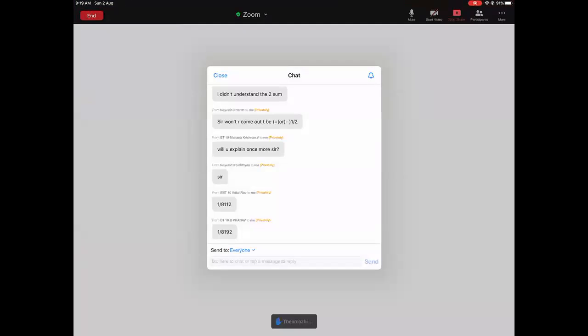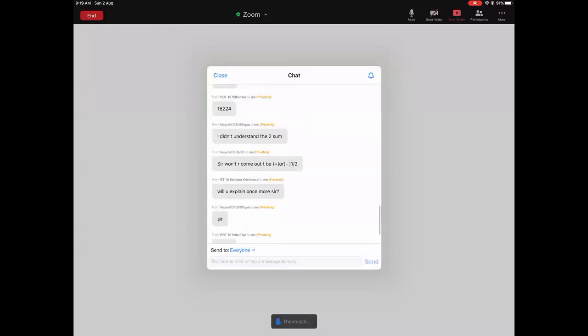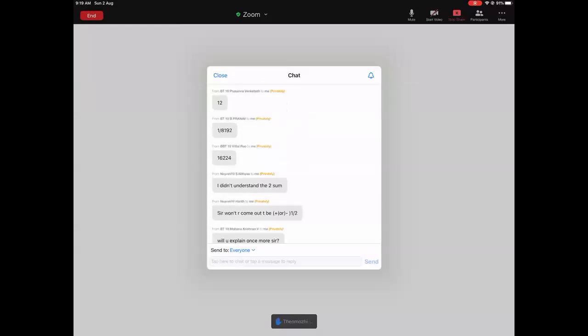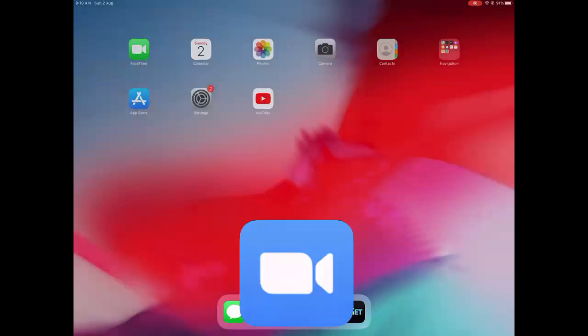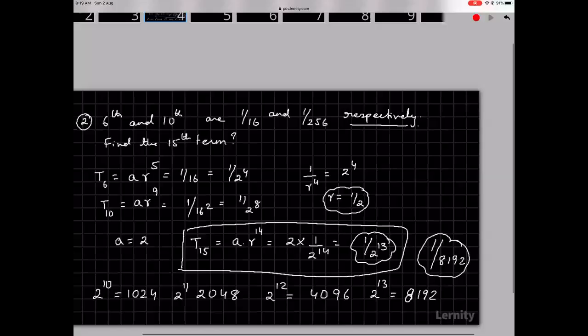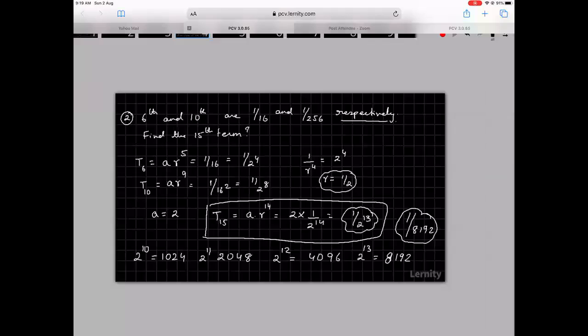Yeah, Pranav, you got it right. Vittal, some error in typing. Yes, we can write R is equal to plus or minus 2. It doesn't matter, but just that alternative terms will be positive and negative. Okay.